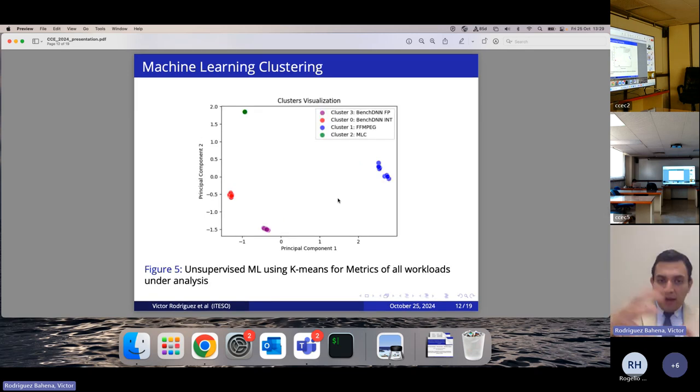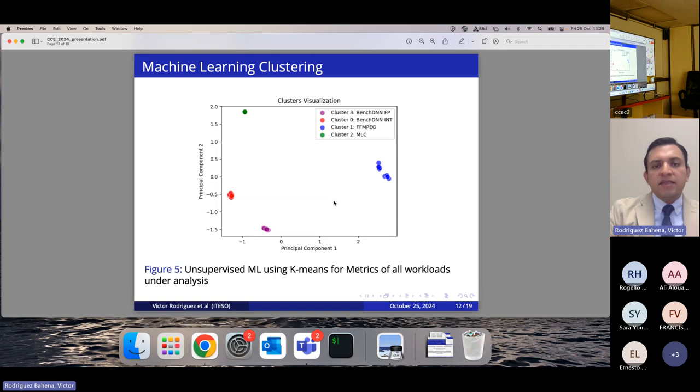Now, when we apply this to the rest of the workloads, we can see, for example, MLC in green going to the top, FFmpeg, a set of executions, because we execute each workload many times, on the other side. And floating point and integer were also in this corner, separated very well from the other one. So at the beginning, it was possible to see that, just by representing the data and applying basic unsupervised machine learning, it was possible to differentiate the four clusters very well.